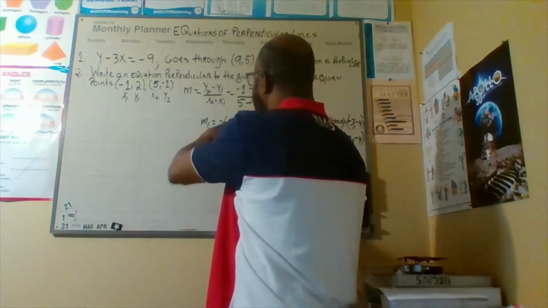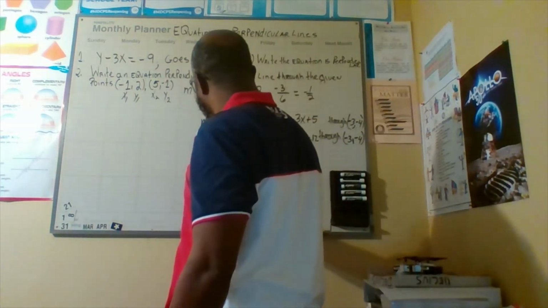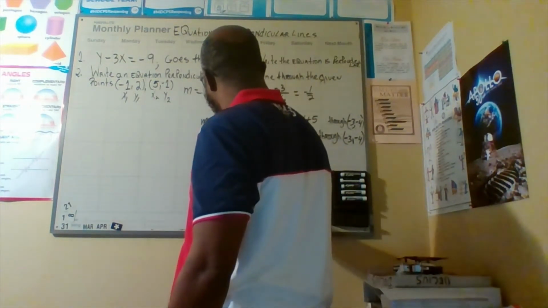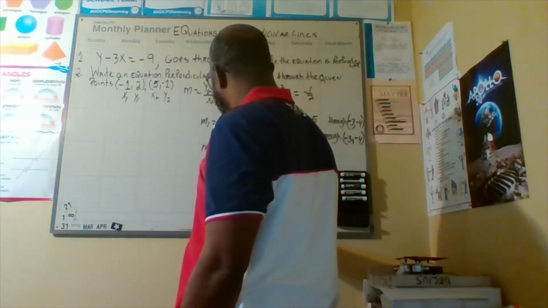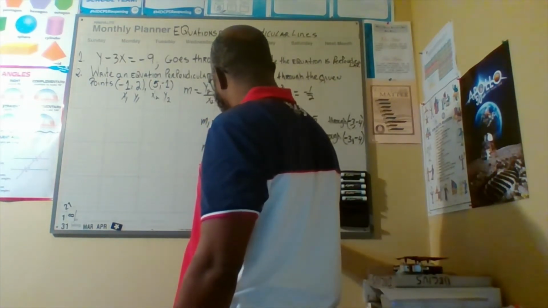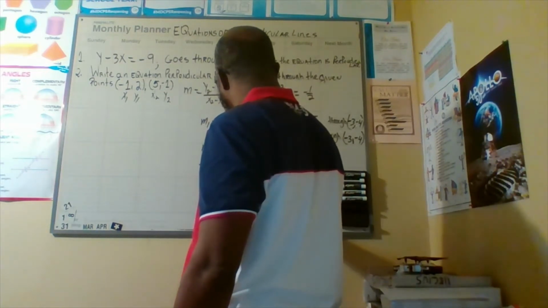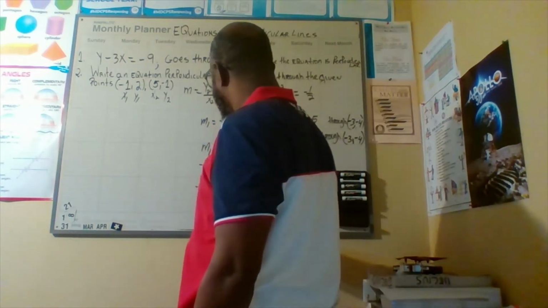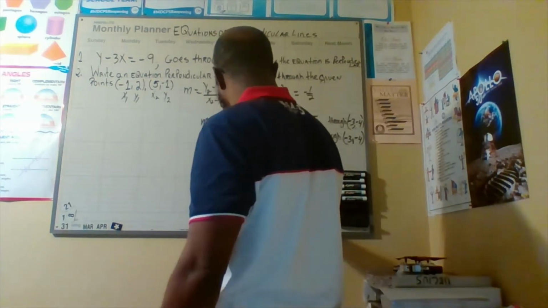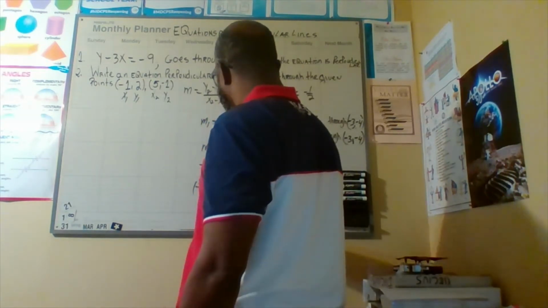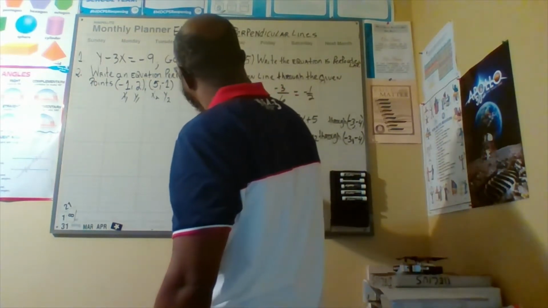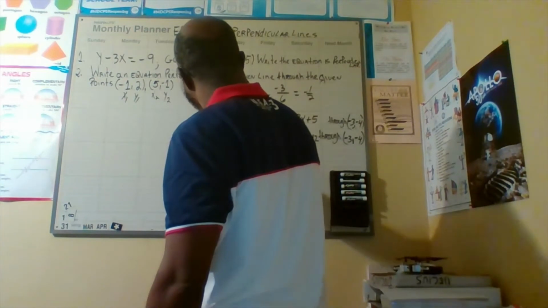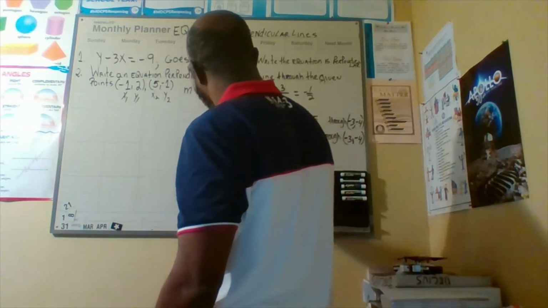So my slope one is negative 1/2. I will have negative 1/2 times m2 is equal to negative 1. In this case, multiply both sides by negative 2. Then I will have m2 is equal to positive 2. So this slope that I'm going to use is positive 2. I cannot use the other one.